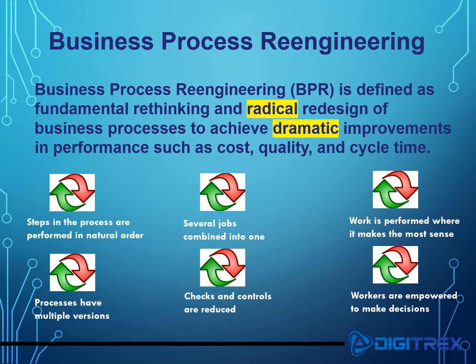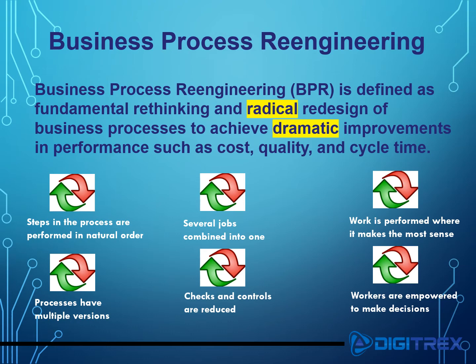The first part is the PMO, present mode of operation, in which we look at the existing processes and review all the steps and document all the steps. Future mode of operation is the review of the existing steps within a process and come up with the following scenario where you allow steps in the process that must be performed in a natural order, or several jobs may be combined into one.